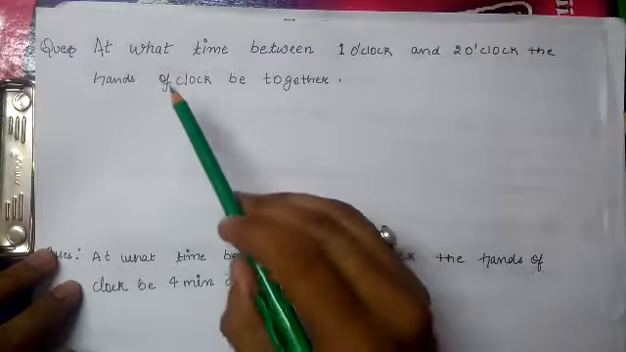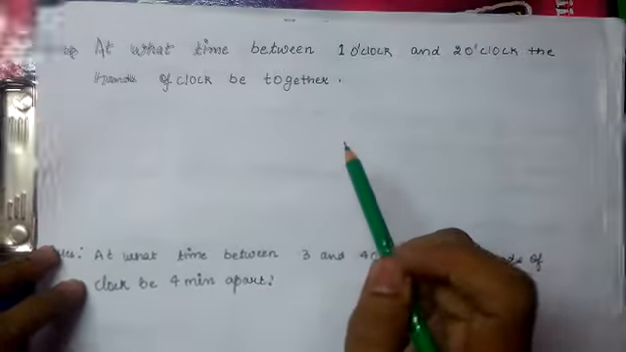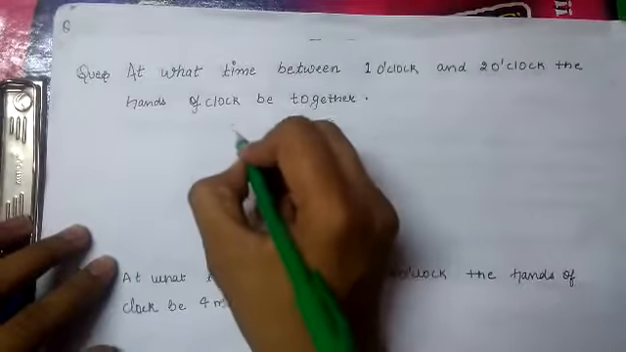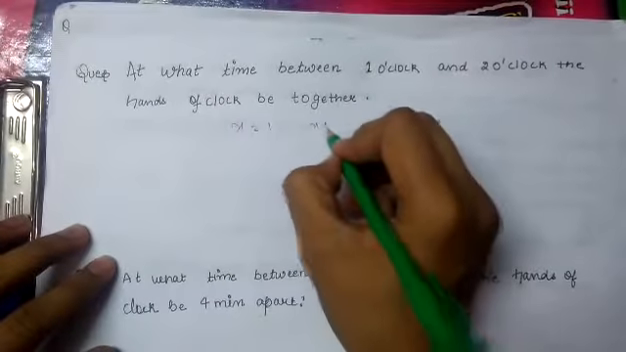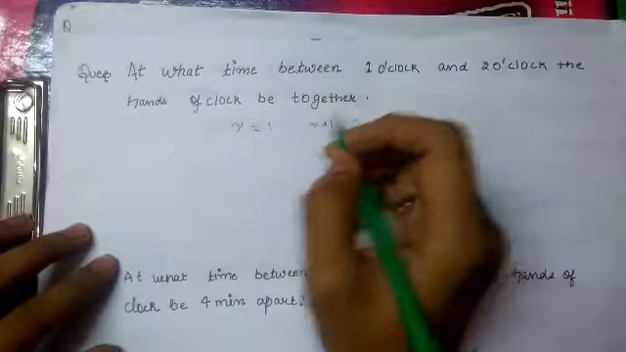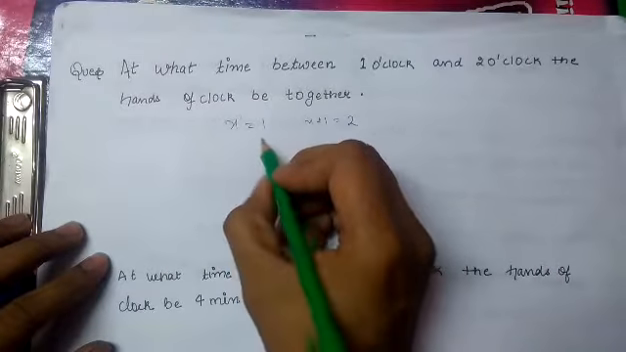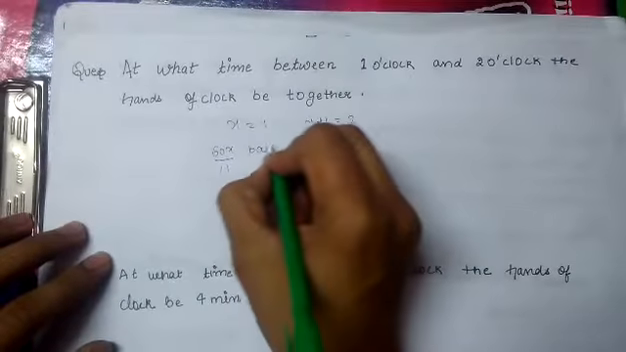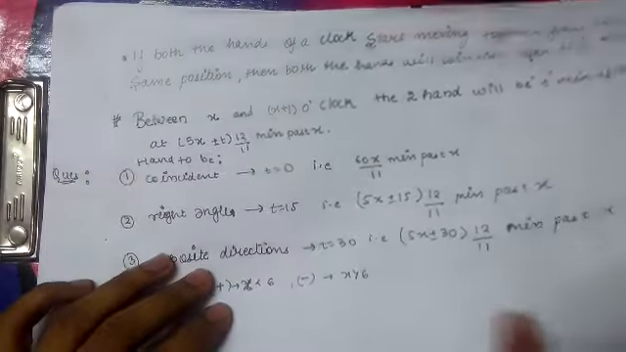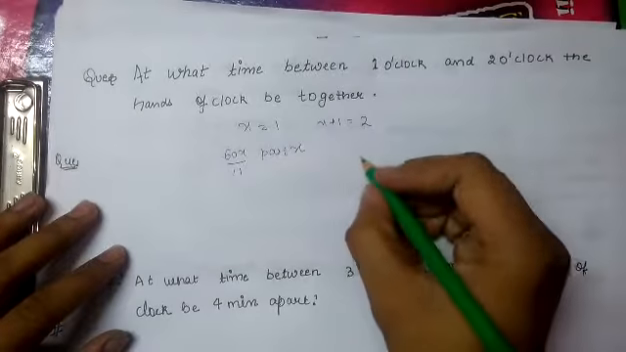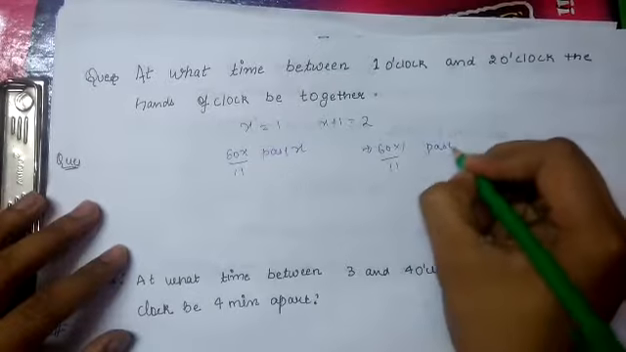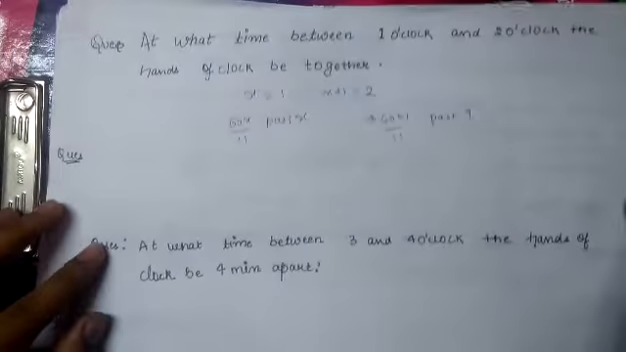For example, the question is: at what time between 1 o'clock and 2 o'clock will the hands of the clock be together? So we say here x is 1 and x plus 1 is 2, as we can see. So we use the formula for coincident hands, that is 60x by 11 past x. That is our first formula. So we solve by putting the value of x equal to 1: 60 into 1 by 11 past 1. We will do the further calculations.